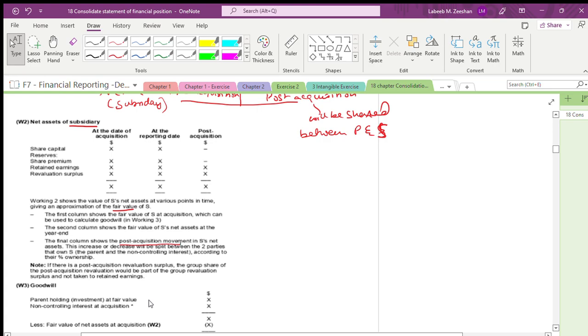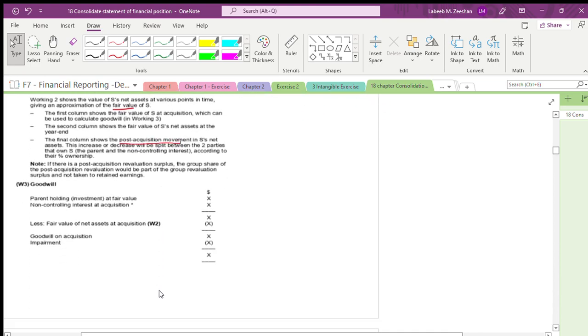The second one is the net assets of the subsidiary at the date of acquisition, at the reporting date, and subsequently post-acquisition. The third one, we are going to calculate the goodwill. Goodwill is nothing but the parent's holding investment at fair value. Previously they used to talk about market value. Now we talk about fair value.